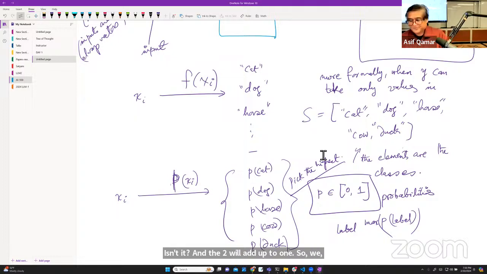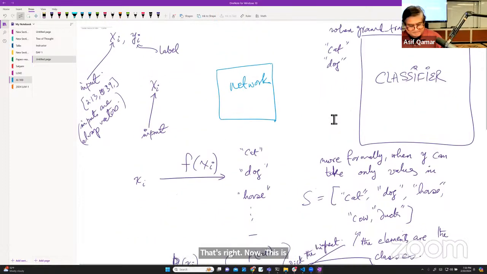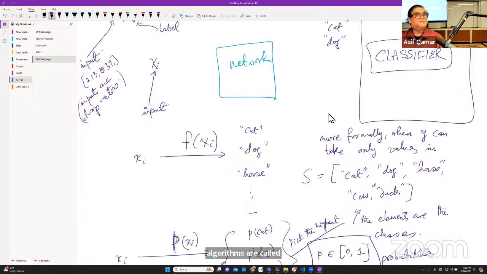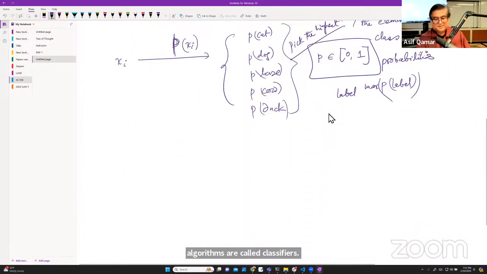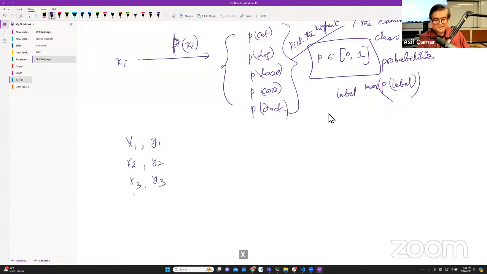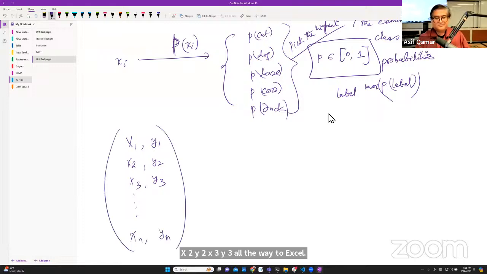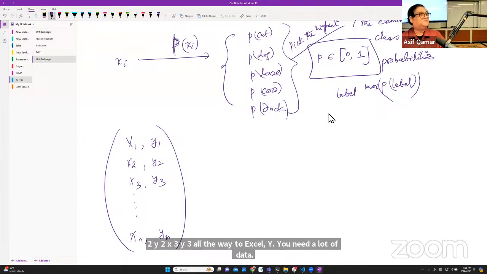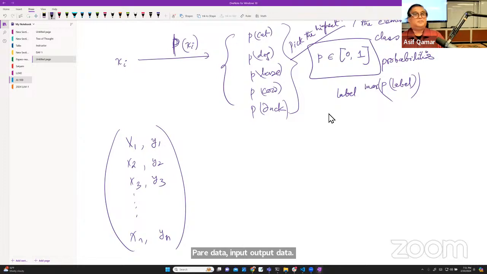That's that. Now, this is classifiers. So this class of algorithms are called classifiers. To train them, what do we need? We need lots of, let's say, x1, and we know the answer, y1, x2, y2, x3, y3, all the way to xn, yn. You need a lot of data, paired data, input-output data, right? Are we together? For example, x could be the picture, y could be the answer, the label.